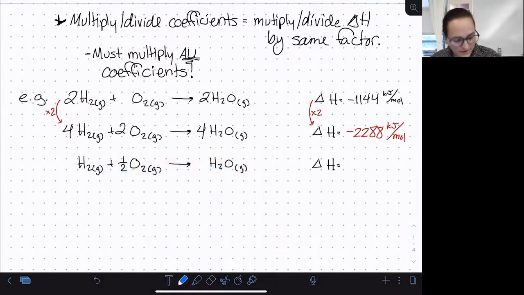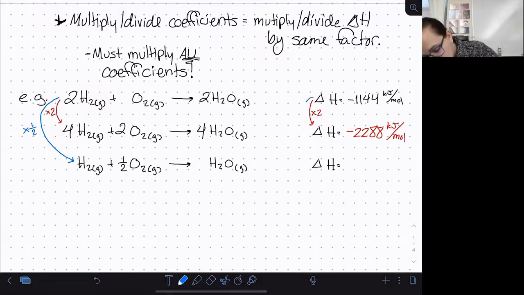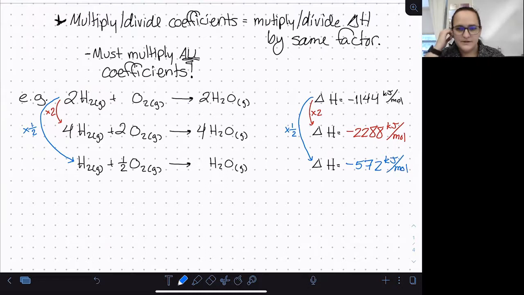And then for the third one, going from the one we know down to this one, we've cut all of our coefficients in half. You can think of it as either dividing by 2 or multiplying by a half. Doesn't make a difference. Personally, I always think in multiplication. And that means we need to apply the same change to our delta H. So we're multiplying that by 1/2. So the delta H for this process is negative 572.